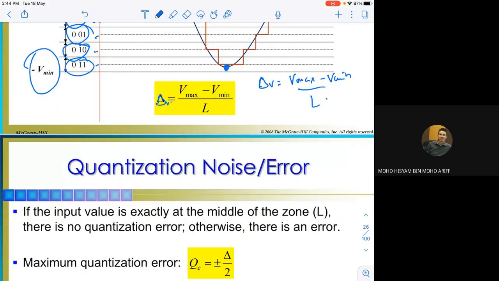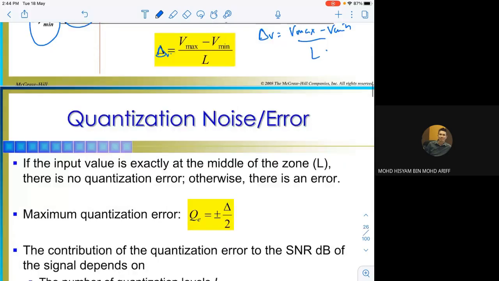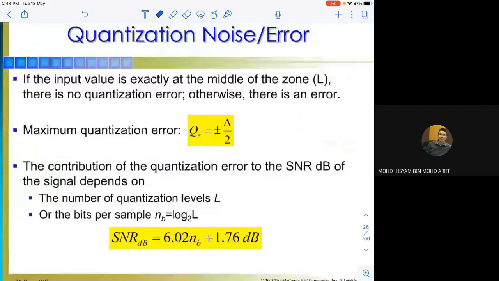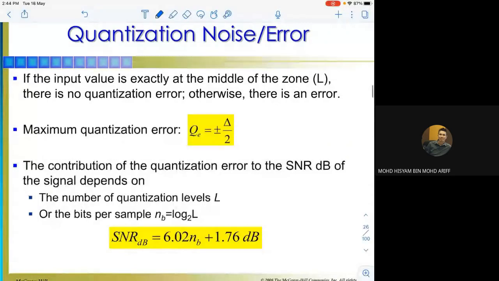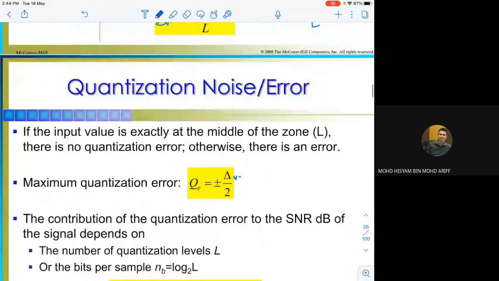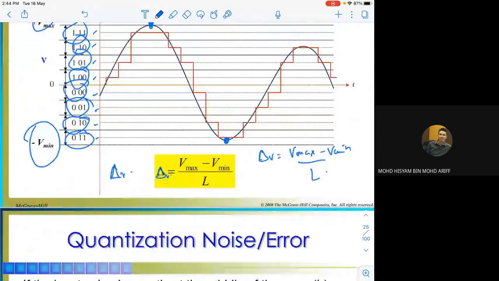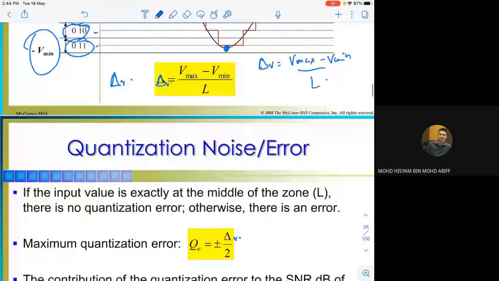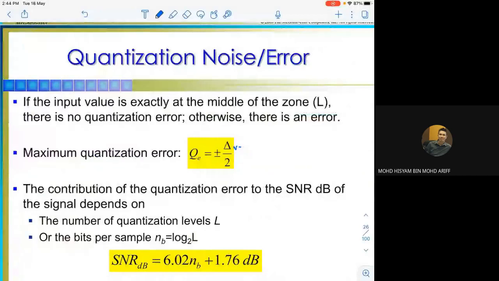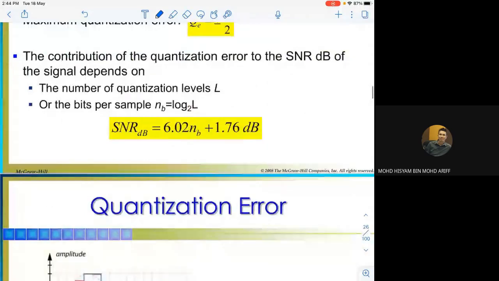The next formula you must understand is quantization error, QE, plus or minus delta V. Delta V, this one. QE equals plus or minus delta V over 2. Then quantization noise: SNR in dB equals 6.02 n plus 1.76 dB.